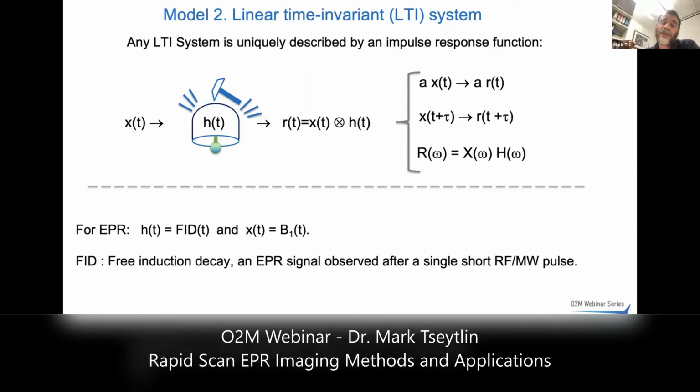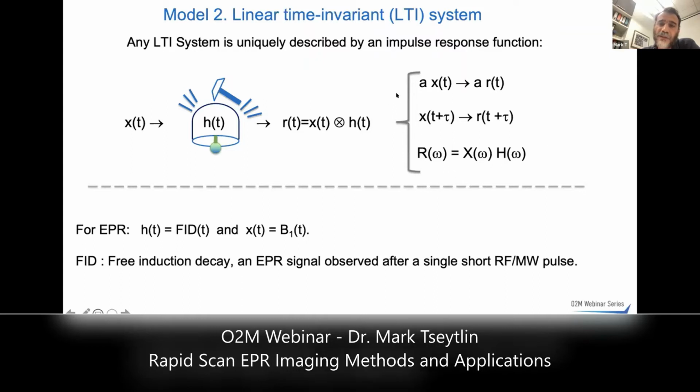So then the output would be a convolution of your input and your FID. And this is pretty much the mathematics of a linear system. So if your input increases by a factor of r, the output increases by a factor of r. If you shift the input in time by tau, the output shifts by tau. But what's really important for us is that the convolution in the time domain becomes multiplication in the frequency domain. That's the key equation used for rapid scan data processing.